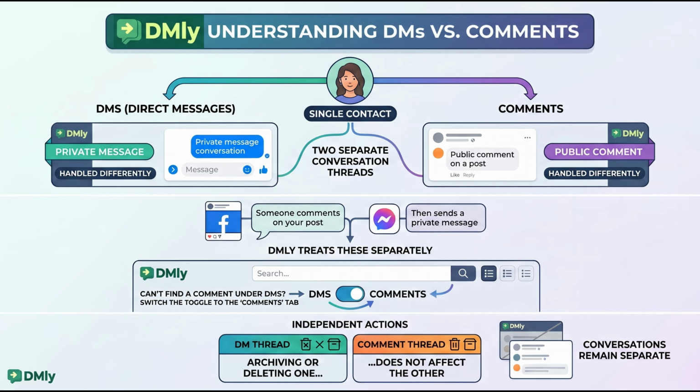So, if you're looking for a comment and you can't find it under DMs, check the Comments tab. Simply switch the toggle underneath the search box from DMs to comments. Also remember that these conversations remain separate. Archiving or deleting one thread does not affect the other.